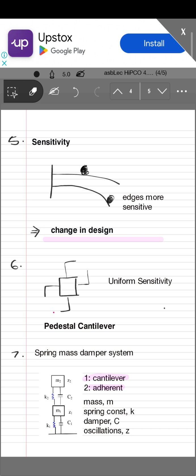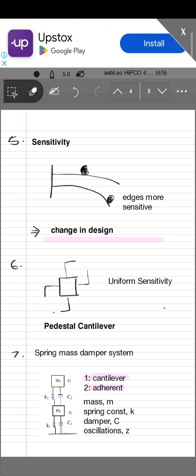So it provides uniform sensitivity. Now mathematically, this vibrating pedestal cantilever system can be expressed through modeling by a spring mass damper system. So it's as if there is a mass connected to a spring, and associated with this is the capacitance.